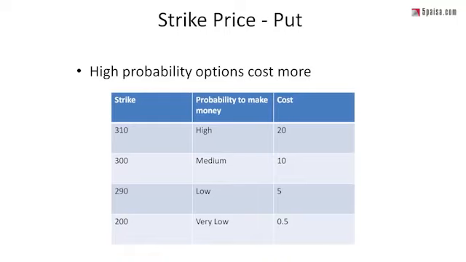Now let's look at put. 310, 300, 290, 200. 310 is already making money, so it's worth something. 300 might make money, it's worth a little less. 200 is very far away. There's very low chance that it will make any money, because for you to make money on a put option, it has to go down, and it is very far away, this 200 number. It's like 33% away. So the chances are very low. So the price will also be very low.